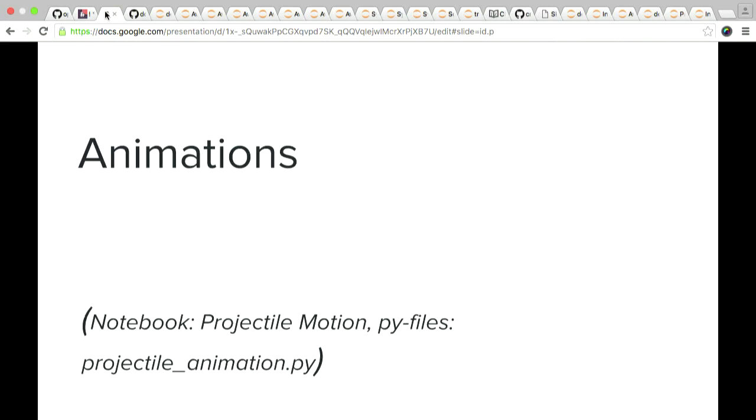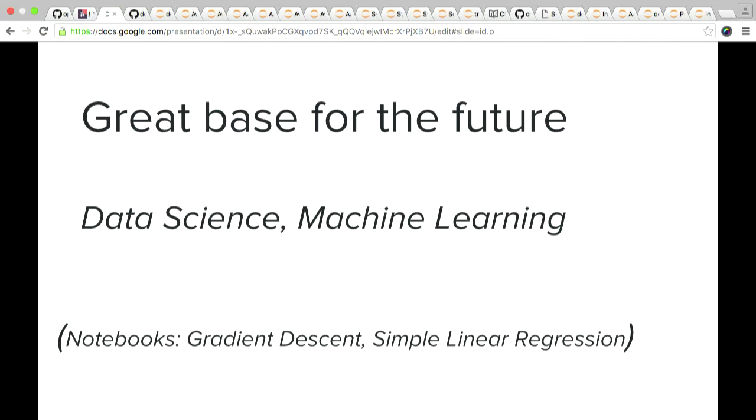So while the animation starts, I want to talk a bit about how we have seen a few examples of how we can integrate math and Python programming and even maybe science or other subjects. It also gives us a good base for exploring other subjects like data science and machine learning.